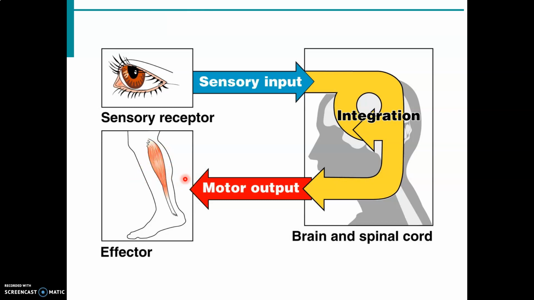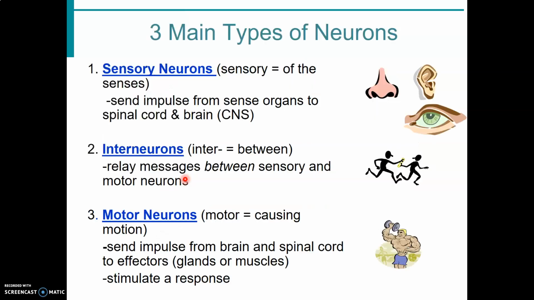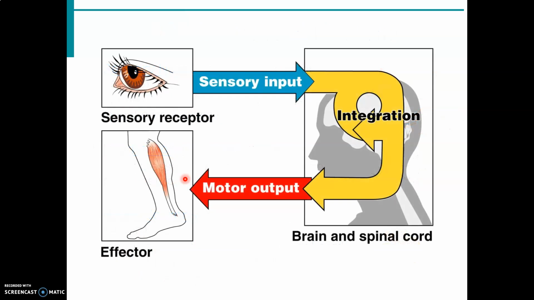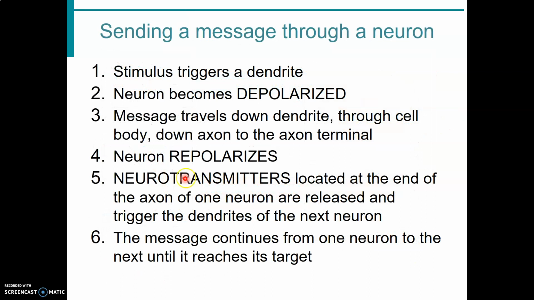And so now that we have a good idea of what goes on in the nervous system, let's talk more about specifically sending a message through a neuron. And we're going to get more into this in the next section.